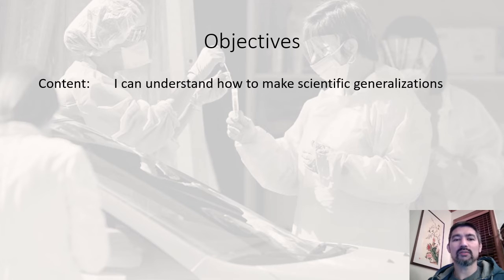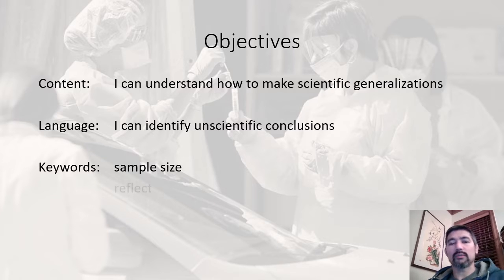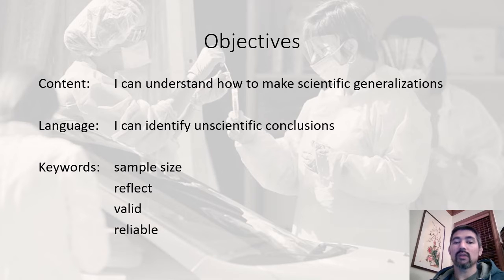So our objective for today is to understand how to make scientific generalizations. Maybe you won't become an expert, but at least you'll have a better idea, or at least you'll recognize one way that people make mistakes when they're trying to make a scientific generalization. So our language objective will be to identify unscientific conclusions. And our keywords for today are sample size, reflect, valid, and reliable.